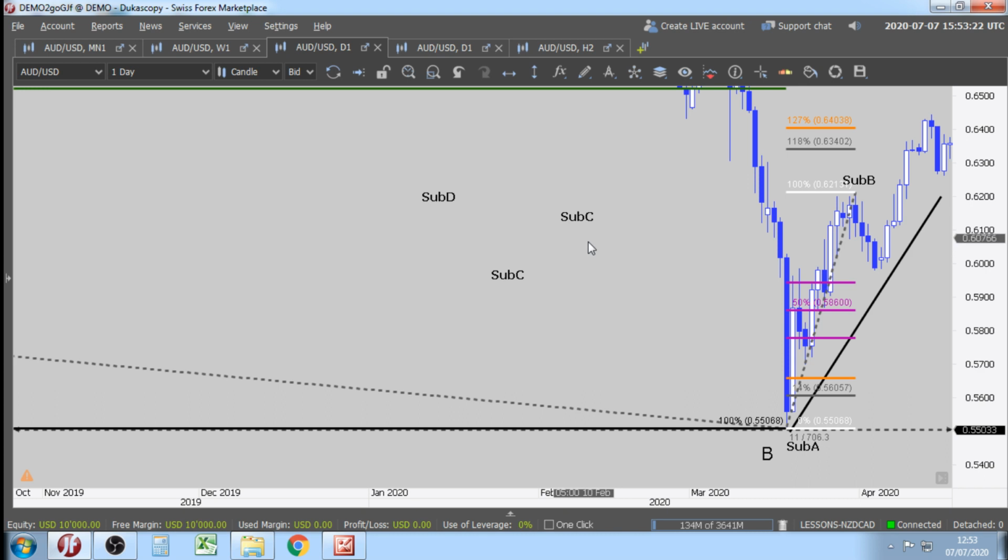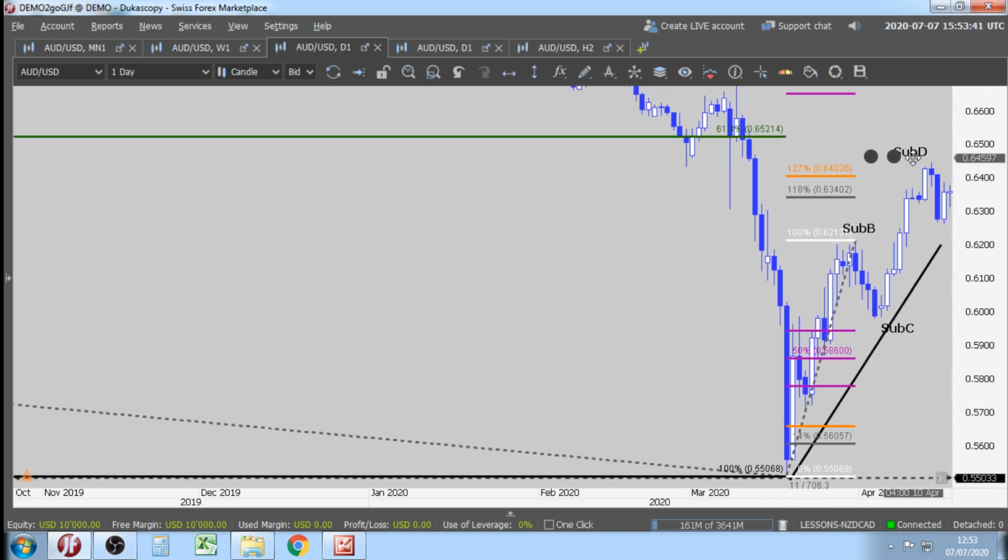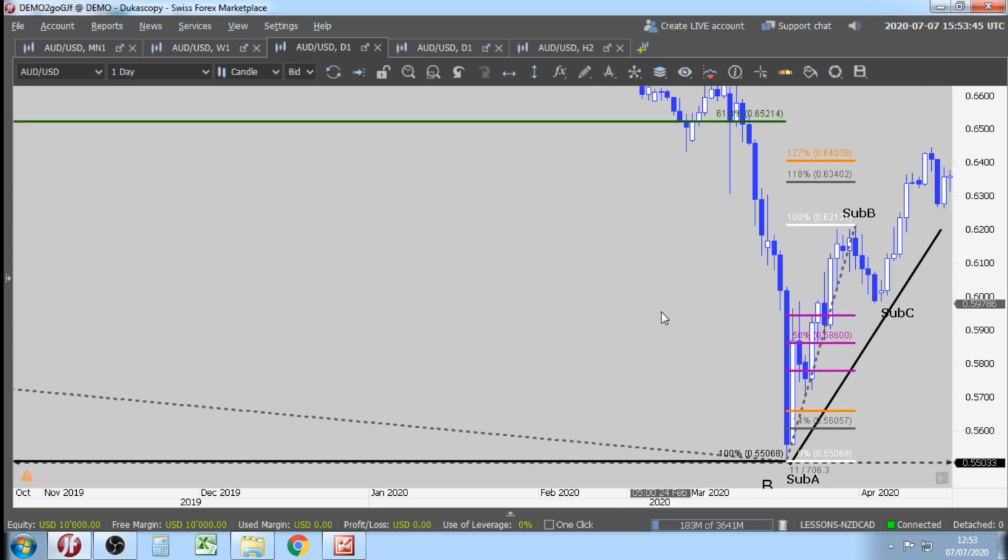What is the sub C? Same rules apply. The sub C is the lowest point inside the sub A, sub B boundary before the market hits the appropriate sub D extension. And in this case, everybody, violet goes to violet, so my sub D is up in here. So this is the first swing.